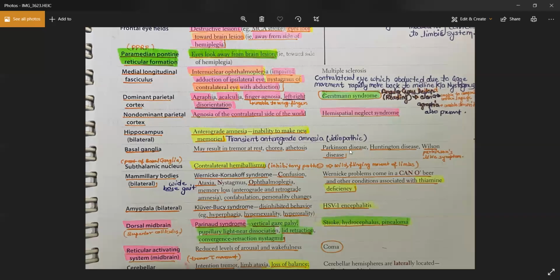And if you guys go back to GIT, we have discussed that only in the Wilson's disease, you can have the damage of the basal ganglia because of the copper deposition, right? No other disease can do that. So the patient will get the Parkinson's-like symptoms in the Wilson's disease.